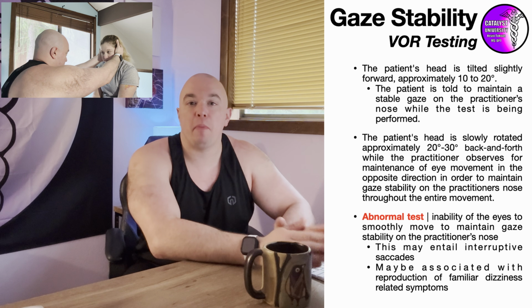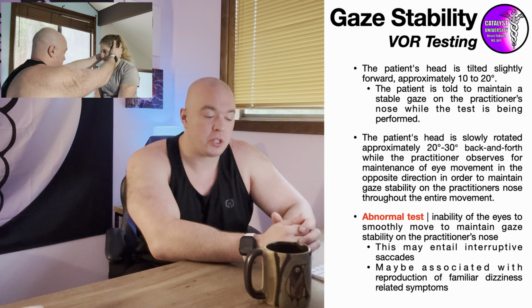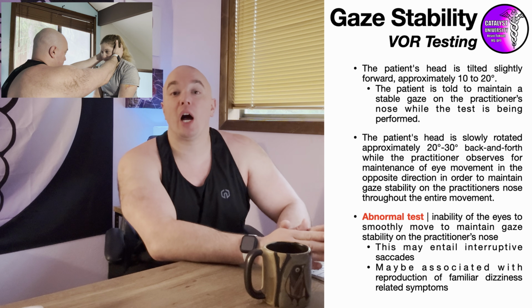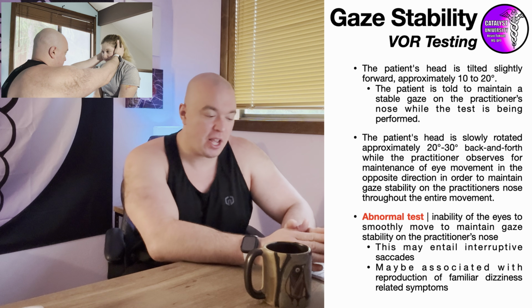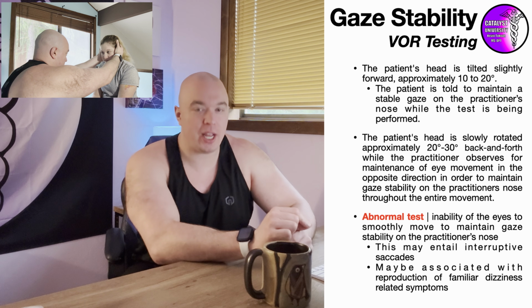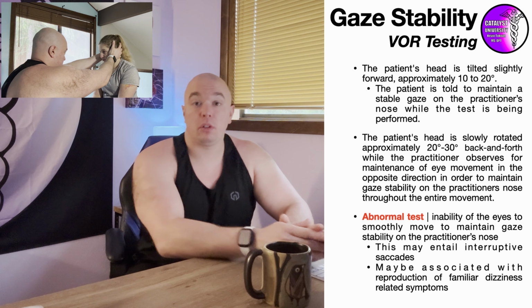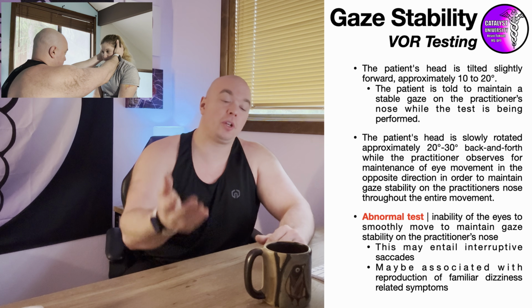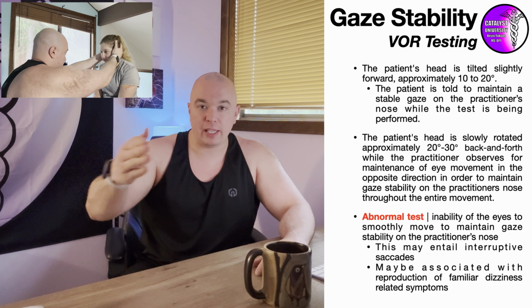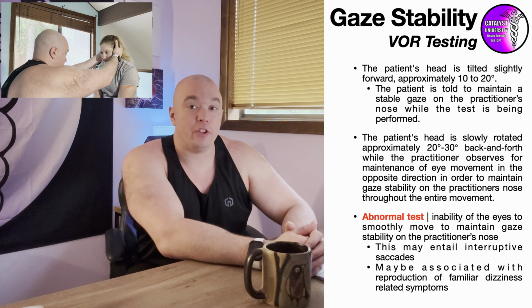And understand that this may be associated with reproduction of familiar dizziness-related symptoms. Technically, that does not constitute an abnormal test, but it definitely is something to watch out for. It could indicate something else, just something to keep on the radar. An abnormal test is simply inability to maintain that gaze stability, or where the eyes do not move cleanly and smoothly. There's interruptive saccades at any point during that range of motion.